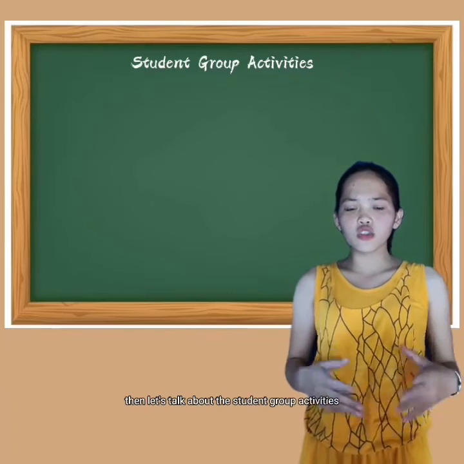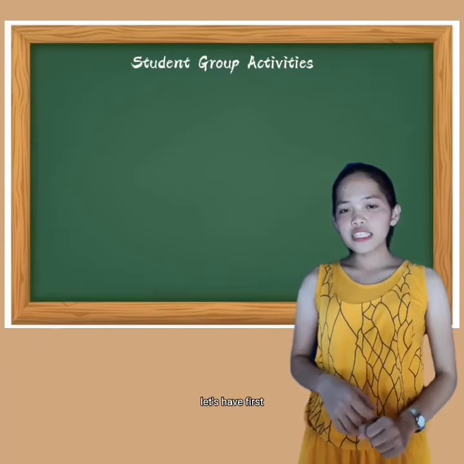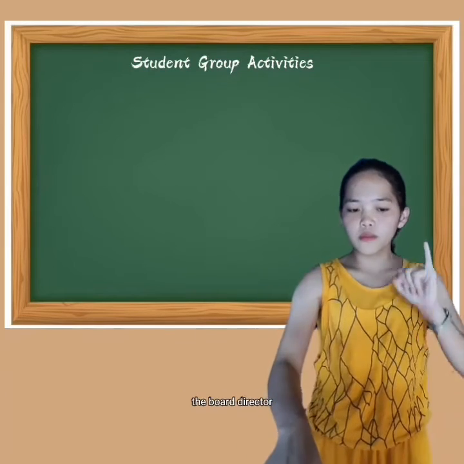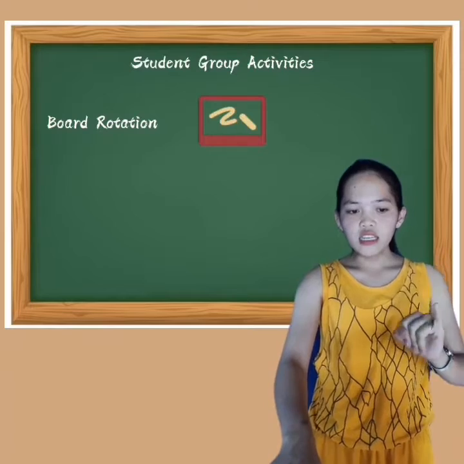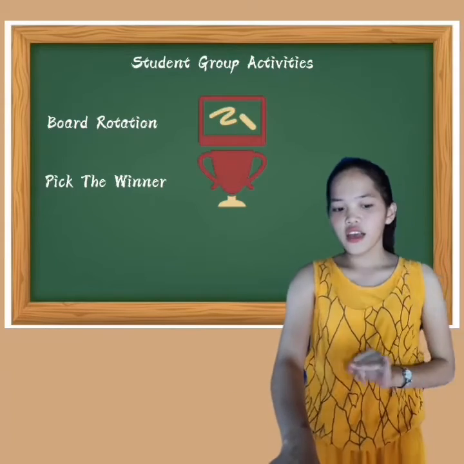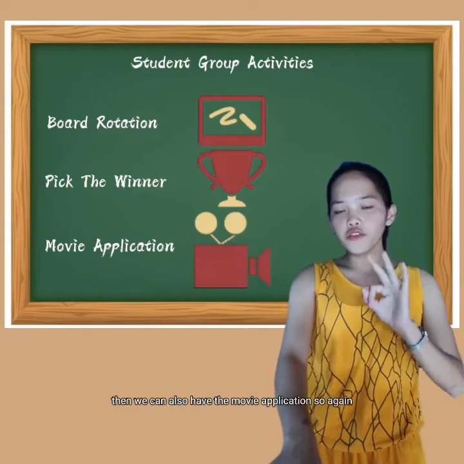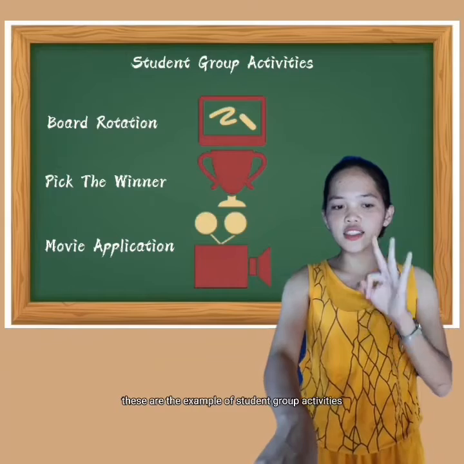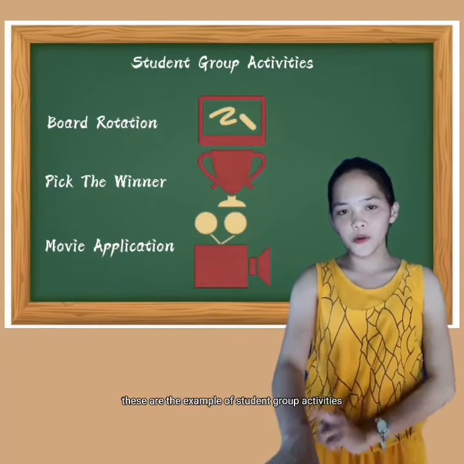Then let's talk about the student group activities. Let's have first the board rotation. Then we have also the pick the winner. Then we can also have the movie application. So again, these are the examples of student group activities.